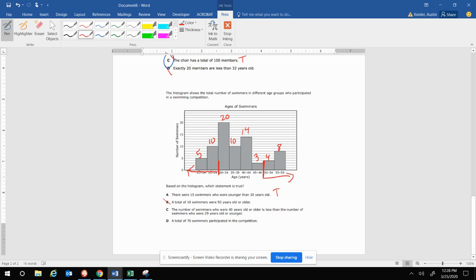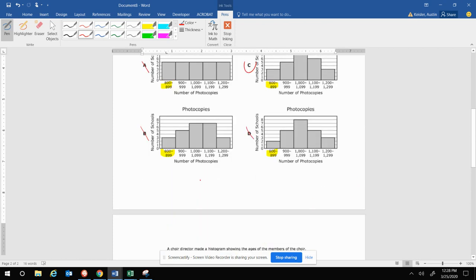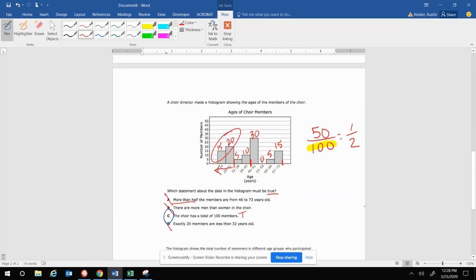C says the total number of swimmers who are 40 years or older is less than the number of swimmers who are 29 or older. That doesn't work because 40 and older is going to be from here over, and 29 and older is going to be from here over. So there's more people that are 29 and older. And then we can tell just by looking, there's not going to be 70 people because I've got a lot of numbers that aren't going to add up to be a multiple of 10. So our answer, like we thought, was A. So on histograms, just like bar graphs, make sure you prove your answers. Make sure you write your tally above each bar. It will help you out a ton when you try to solve them.